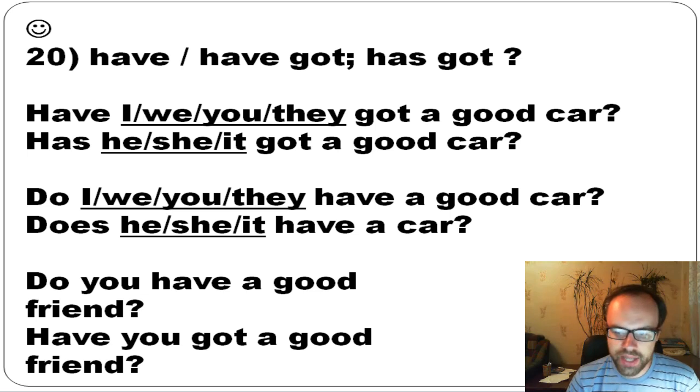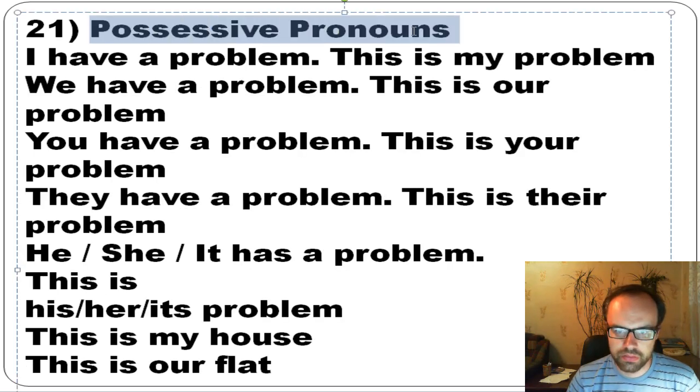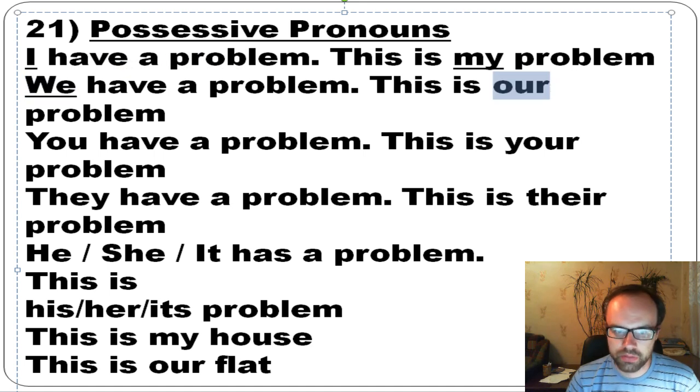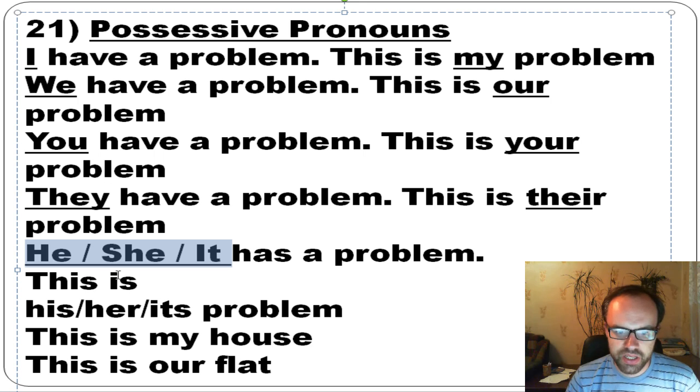Okay, next. Let's talk about possessive pronouns. So I is a personal pronoun and my is a possessive pronoun. I have a problem. This is my problem. We have a problem. This is our problem. You have a problem. This is your problem. They have a problem. This is their problem. He has a problem. This is his problem. She has a problem. This is her problem. It has a problem. So this is its problem.